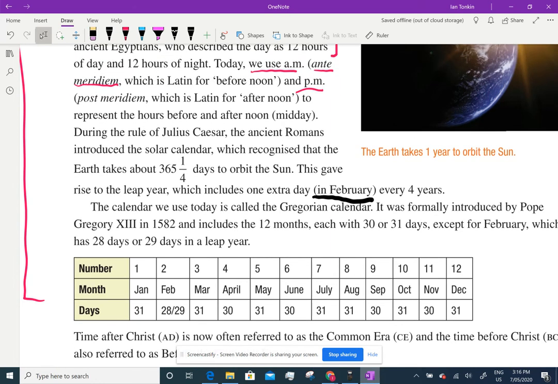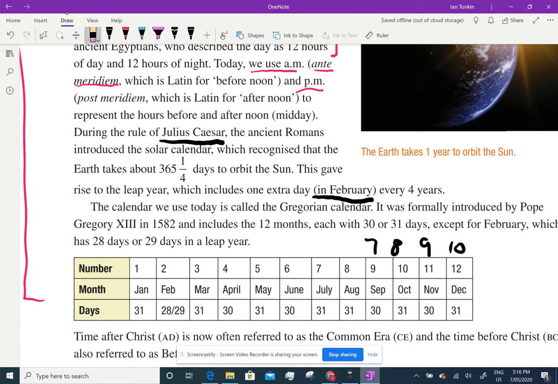We got this calendar, and you'll notice there used to be a calendar that only had 10 months. So things like October should really be 8, and Decem should be 10. And also Nov means non or 9, and Sept is a prefix that represents 7.